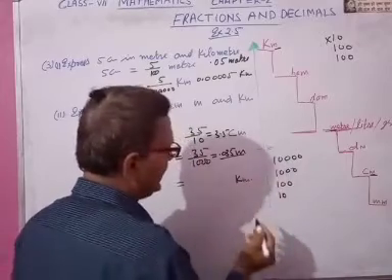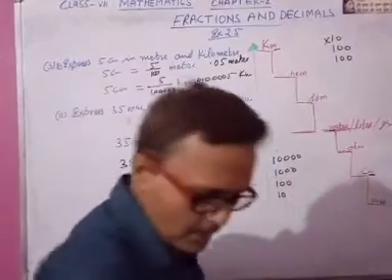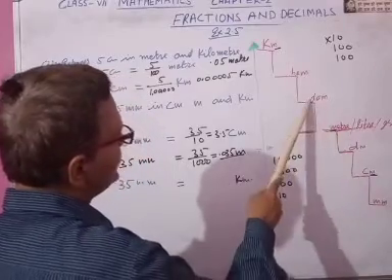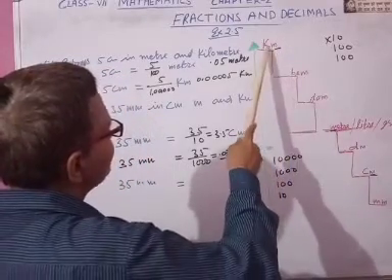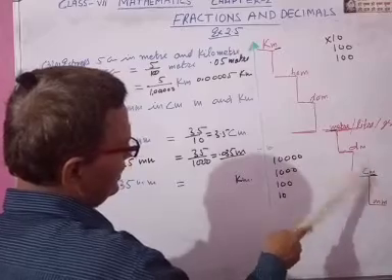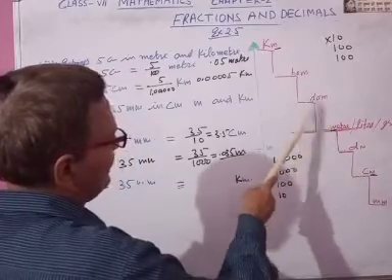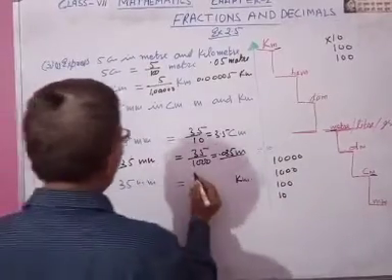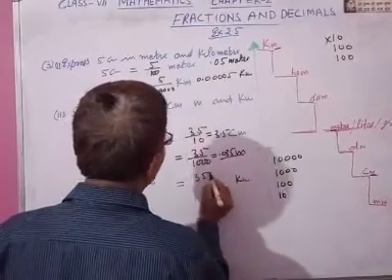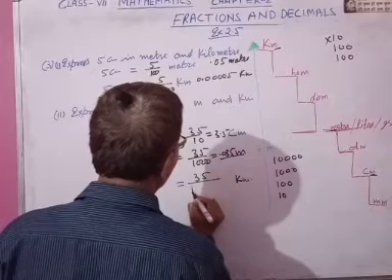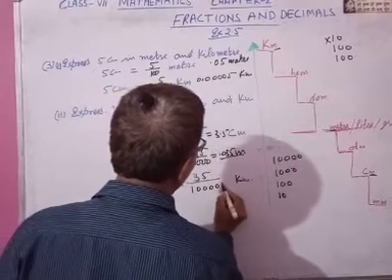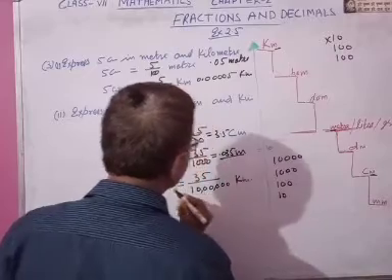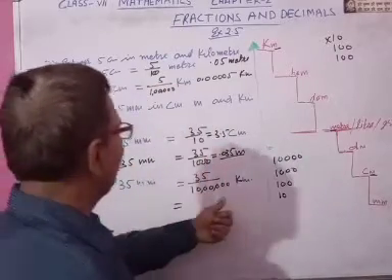Suppose you want to change 35 millimeter into kilometer. Now how many steps are you going upwards? 1 step, 2 step, 3 step, 4 step, 5 step and 6 step. So you will divide 35 upon 10 lakh. So you will shift the decimal 6 places.